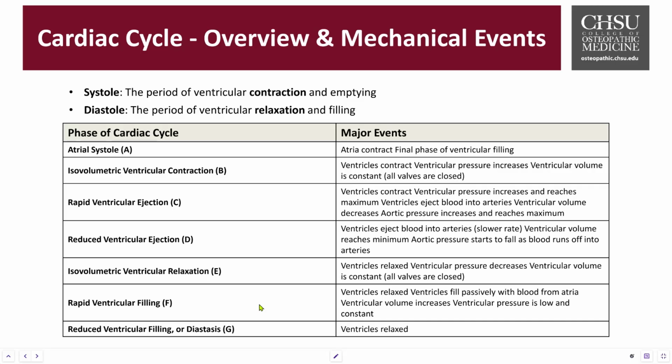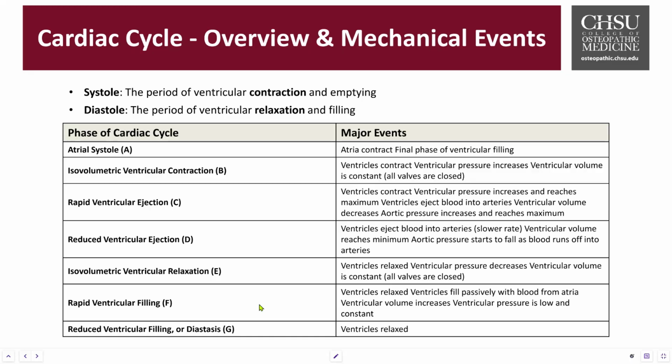Then following that leads into letter D. This is going to be the reduced ventricular ejection. The ventricle's blood is being ejected at a slower rate at this point, and the volume has reached a minimum. The aortic pressure begins to drop down and runs off into the smaller arteries. Then that leads into the isovolumetric relaxation, which is letter E. This is another brief moment when all the heart valves are closed and the ventricles are relaxed, the ventricular pressure decreases, and the ventricular volume is relatively stable. So both isovolumetric moments in the cardiac cycle are very brief.